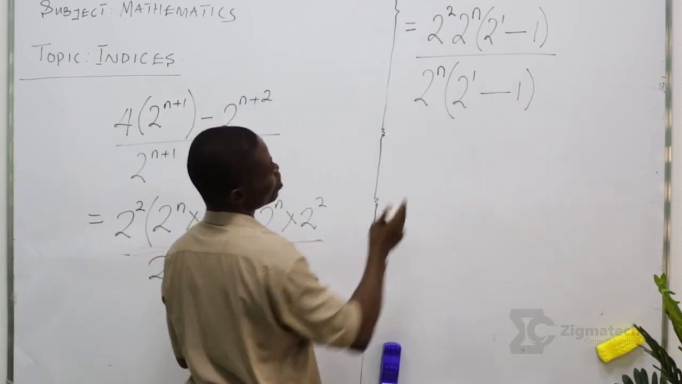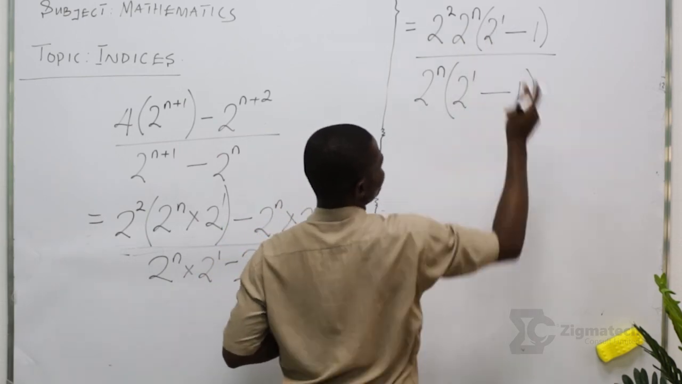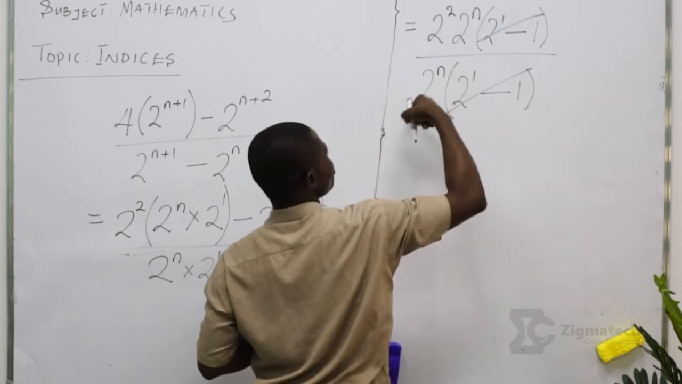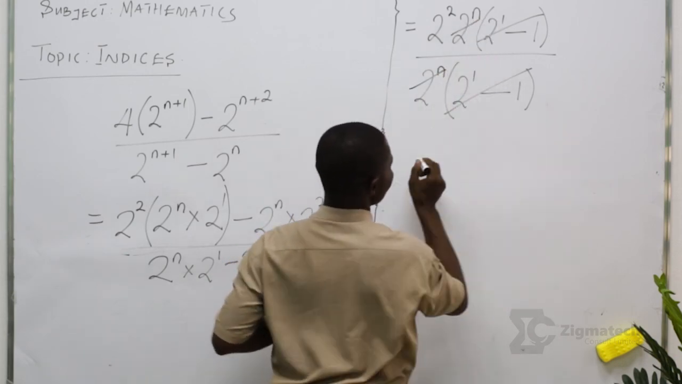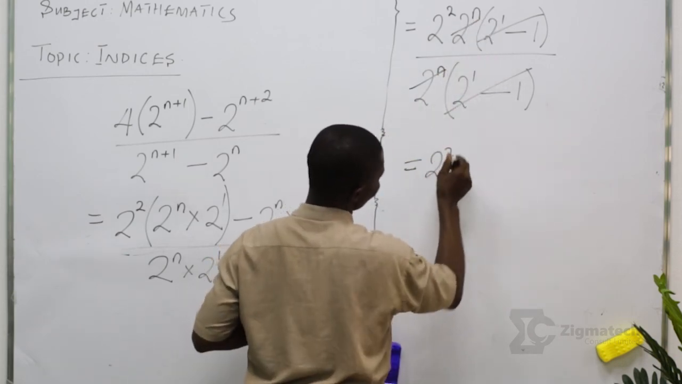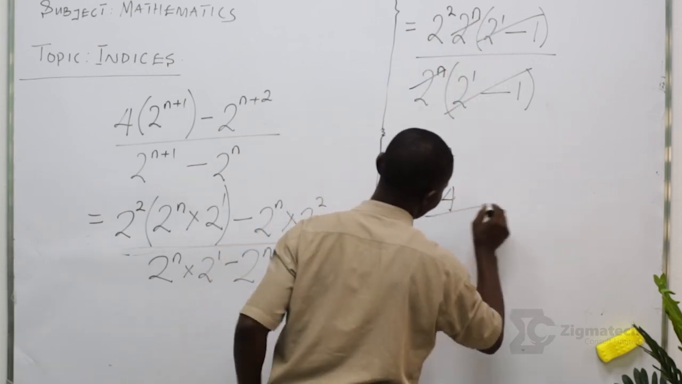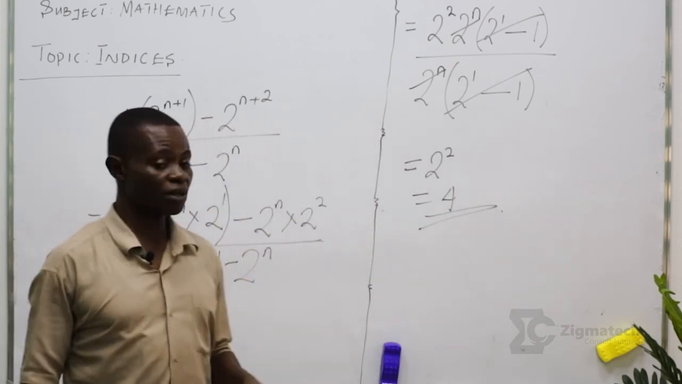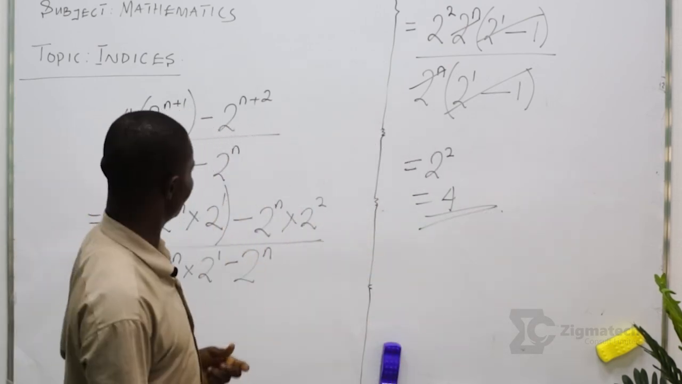Watch very well. This 2 raised to the power 1 minus 1, 2 power 1 minus 1. They are equal, meaning this will cancel this, okay? This 2 power n, 2 power n, they are the same. You cancel. What is remaining now? 2 raised to the power 2 to give us what? 4. Final solution. That is the end of this part 1 of indices.